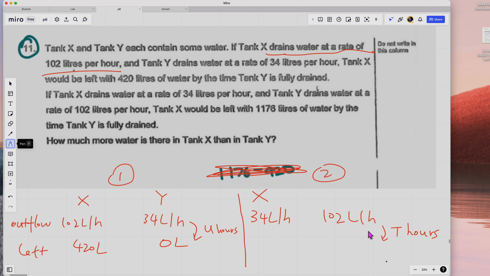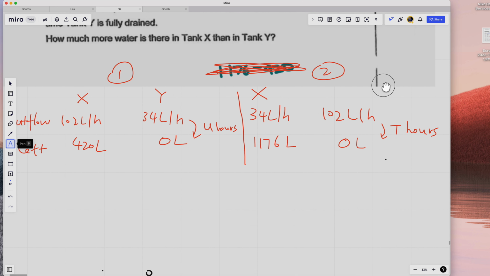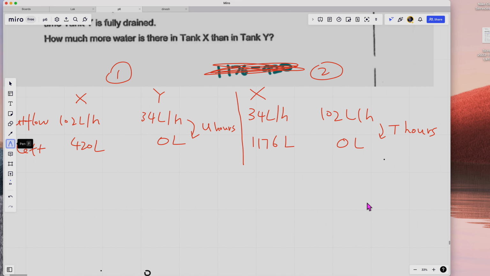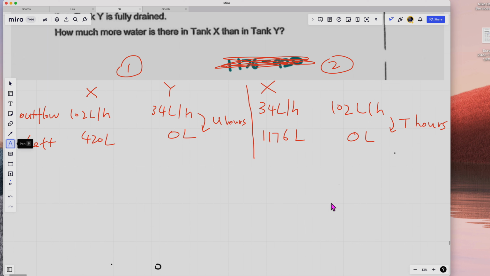So after T hours, X would be left with 1176 liters, and then tank Y will be fully drained, 0 liters left. Okay, so with this we can form an equation already. Actually, not only one equation, actually 2 equations. One scenario, 1 equation.